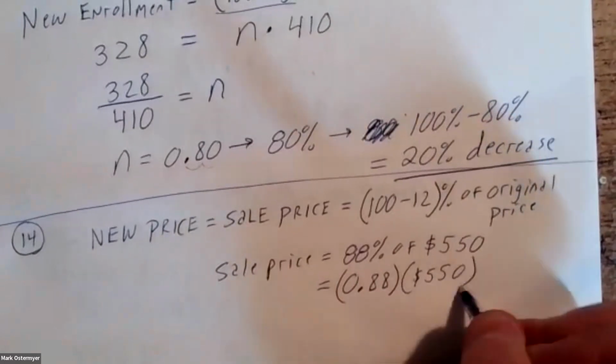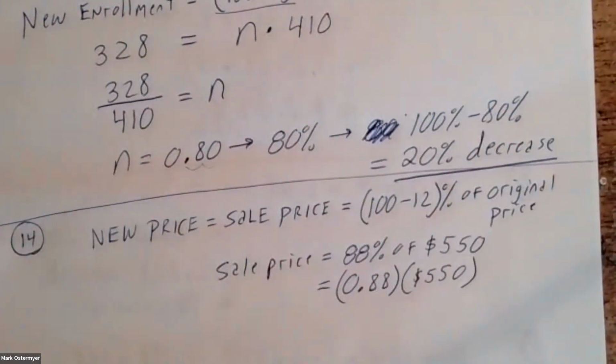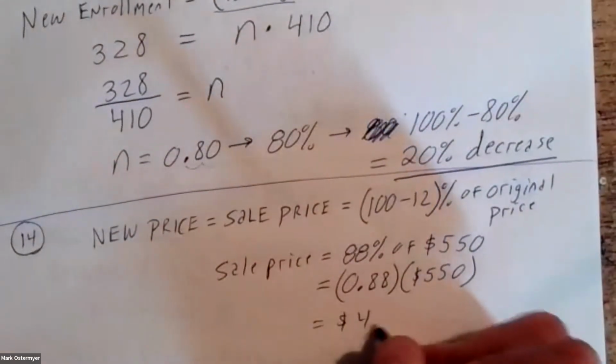Go ahead and do that. What's 0.88 times 550 bucks? That represents our sale price. So 0.88 times 550, ladies and gentlemen, is 484. So the sale price is going to be $484.